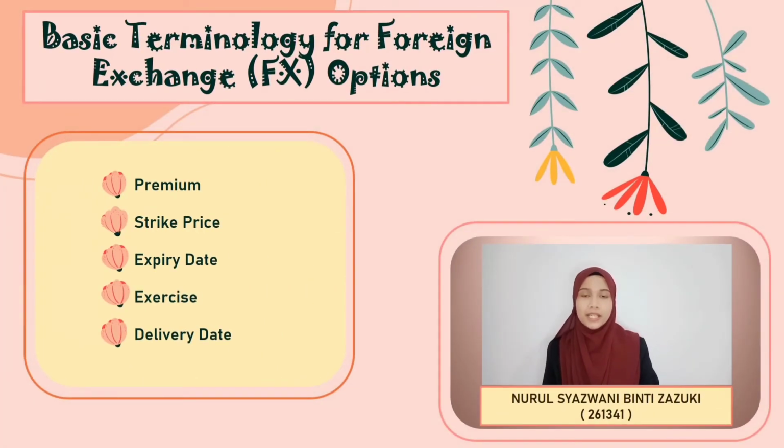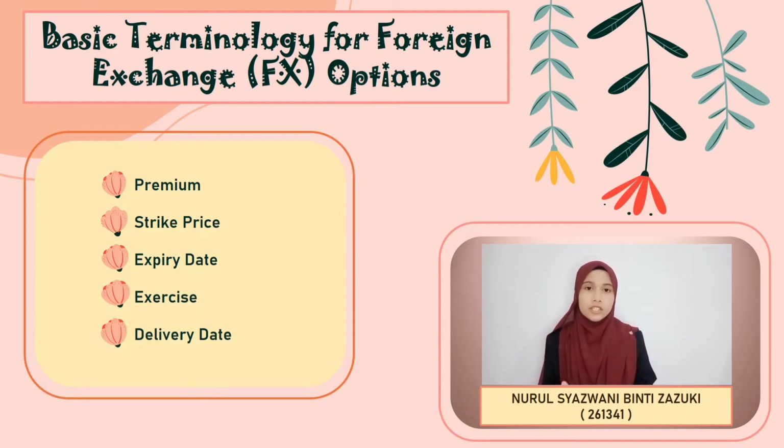For the next part, I will proceed to the basic terminology for foreign exchange options. One of the basic terms is the premium. Premium is the upfront cost for purchasing a currency exchange option. Next is the strike price. Strike price, or exercise price, is the price at which the option holder has the right to buy or sell the currency. Then there is the expiry date. The expiry date is the last date on which the right attached to an option may be exercised.